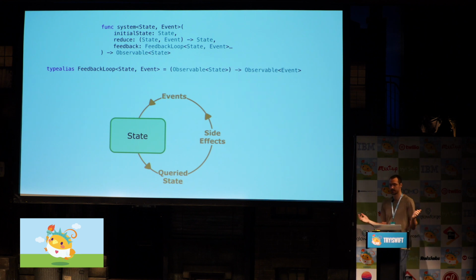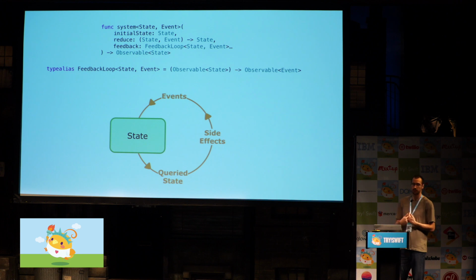So why did we create a system operator? Well, the reason is simple. In RxSwift or any other reactive library, there really isn't currently, as far as I'm aware, any operator that enables you to model those circular data dependencies. So we've just created one. So this represents this entire system.